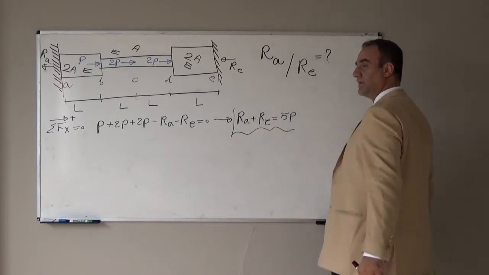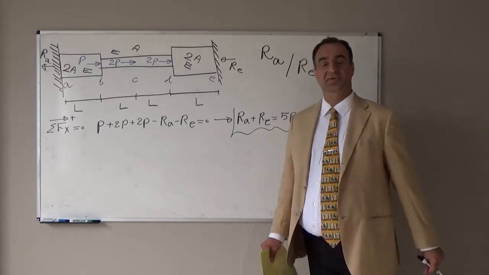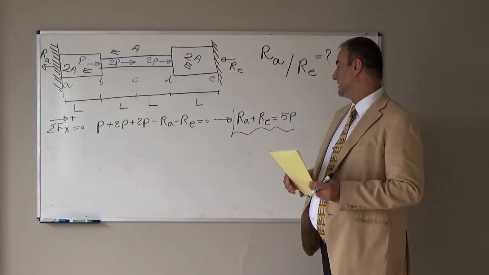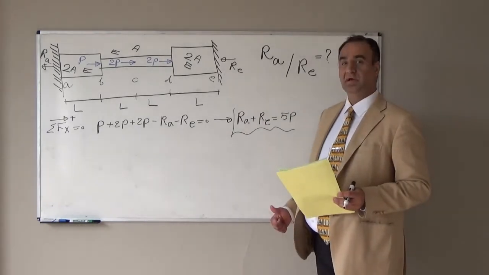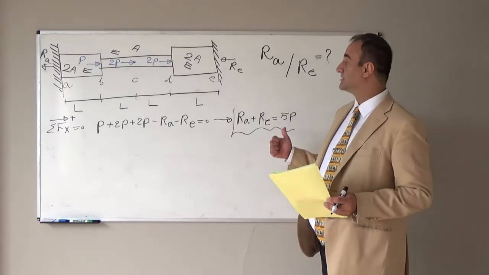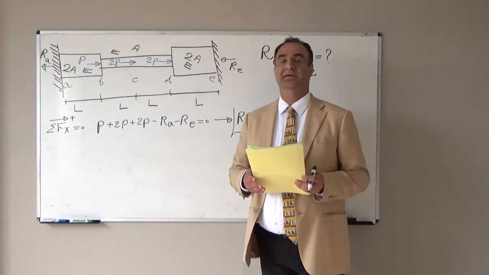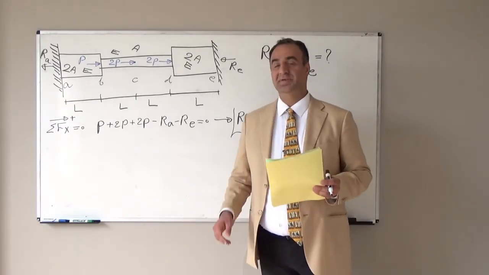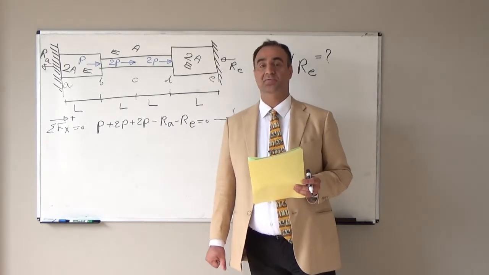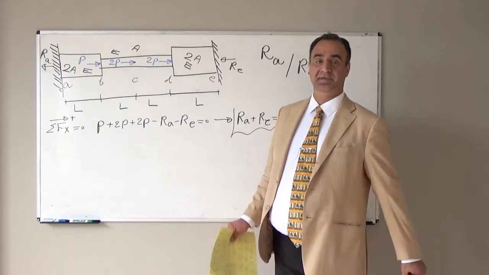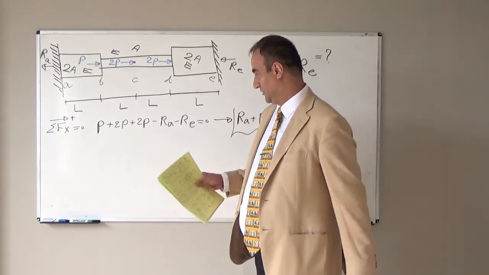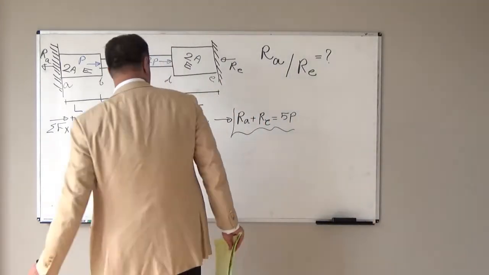But here we have one equation, two unknowns. We cannot find reaction A and reaction E with this equation. In other words, this system is an indeterminate system. So we cannot find reactions only using equilibrium equations, and we need a compatibility equation. So what should we do?